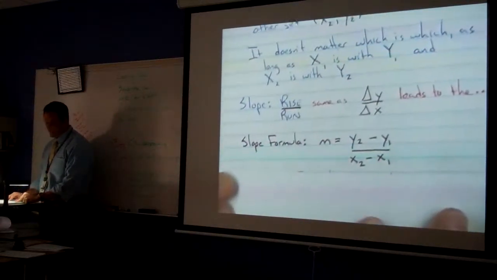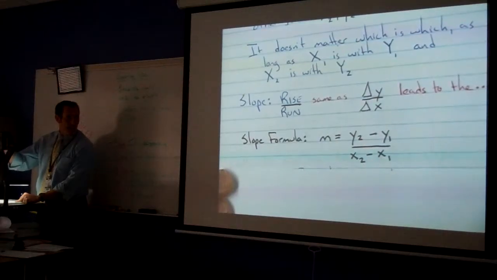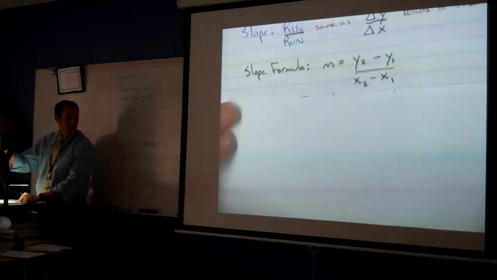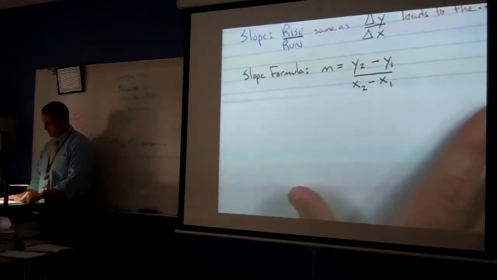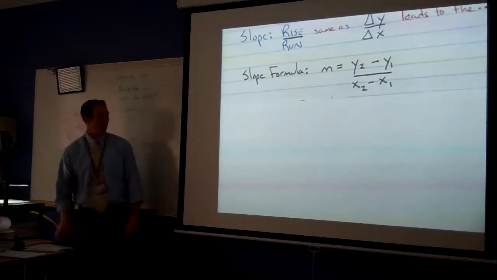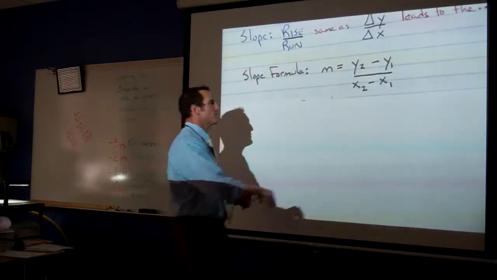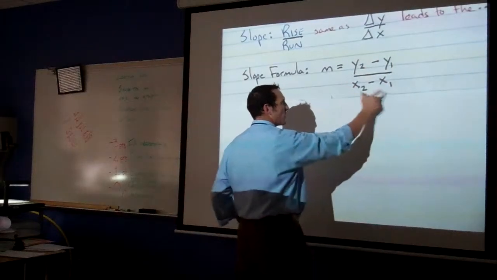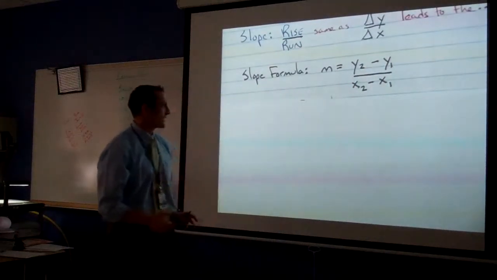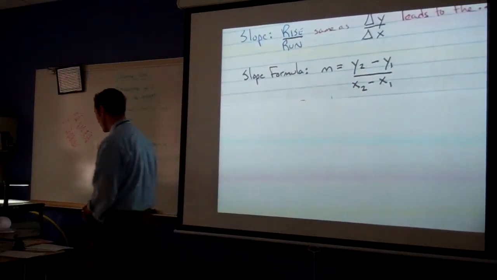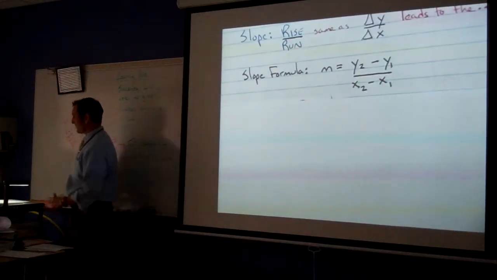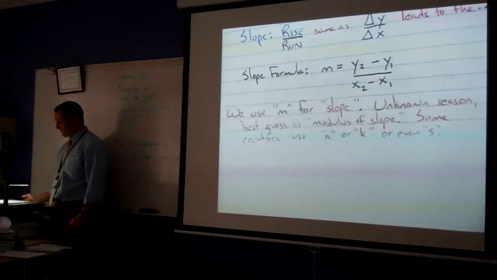So the slope formula is m is equal to y2 minus y1 over x2 minus x1. It's equal to the change in the y coordinate over the change in the x coordinate, the rise over run. So the first point of confusion is, well, what is m for?